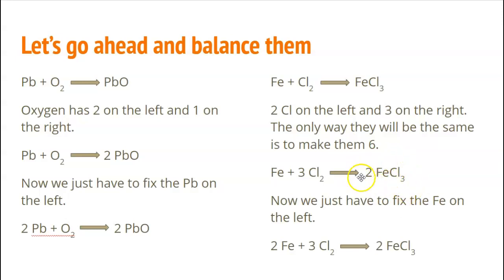right? So now we need to have 2 irons, so I got to go back and put a 2 in front of it. So now I have 2 irons, 2 irons. 3 times 2, 6 chlorines. 2 times 3, 6 chlorines. Everything is balanced. But the main idea is element plus element makes compound. Element plus element makes compound. In this case, they're ionic compounds because metal, nonmetal, metal, nonmetal.